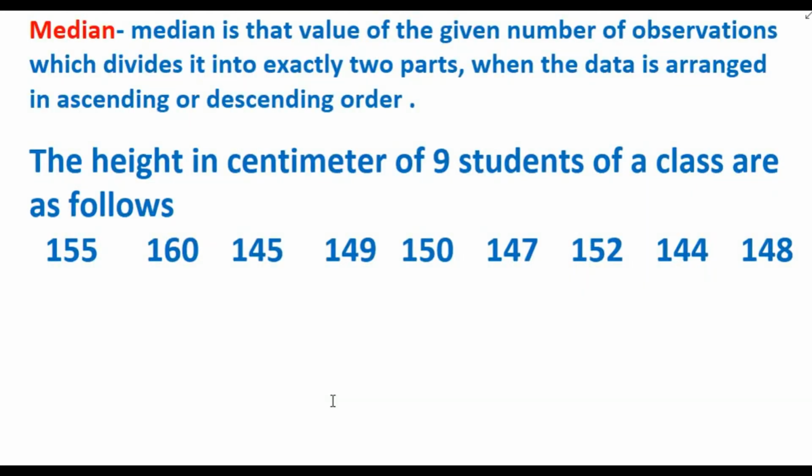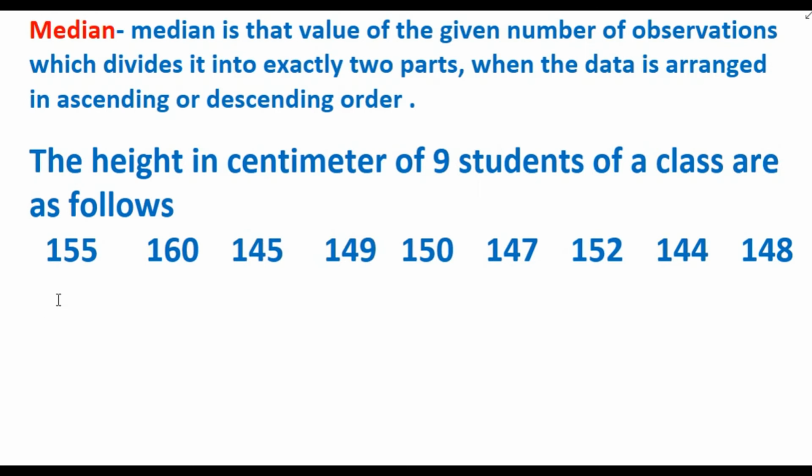The next measure of central tendency is median, and median is the value of the given number of observations which divide into exactly two parts when the data is arranged in ascending or descending order. Or in simple words, we can say that median is the middlemost observation. So an example is there. The height in centimeters of 9 students of a class are given: 155 centimeter, 160 centimeter, 145 centimeter, etc. We need to find out median for this data.